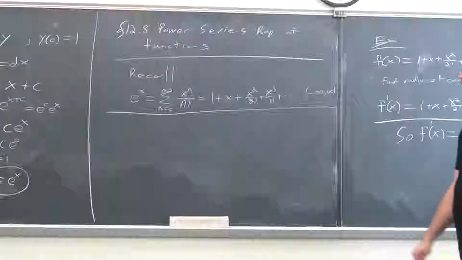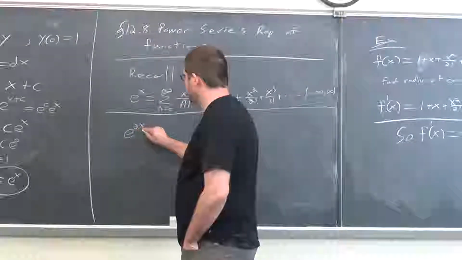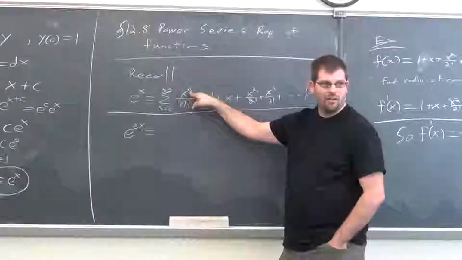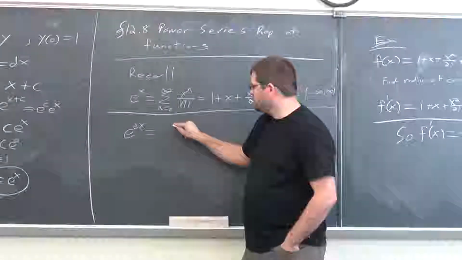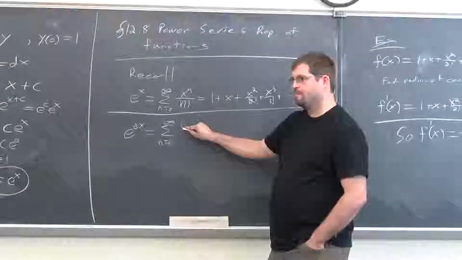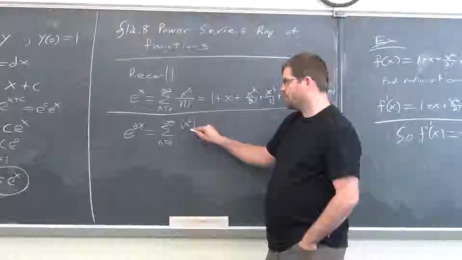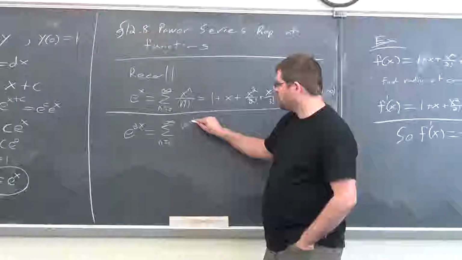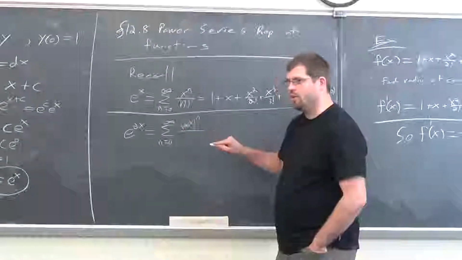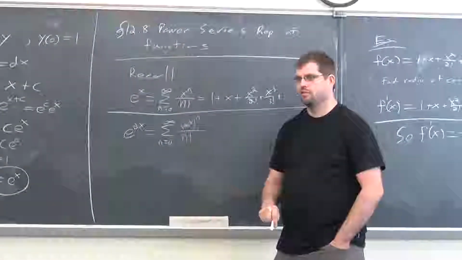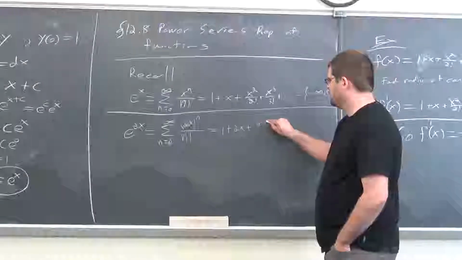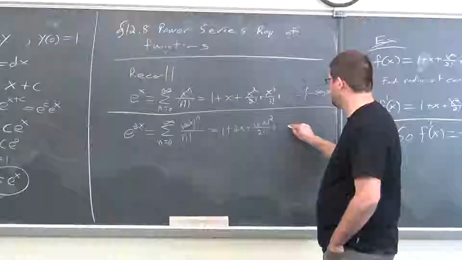So if somebody said, find me a power series for e to the 2x. E to any x is x to the n over n factorial plus and so on. So if I want e to the 2x, what do I do? I just replace that x with 2x. Does that make sense? So I get 2x to the n over n factorial. And if I wanted to write that out, it would be 1 plus 2x plus 2x squared over 2 factorial, and so on.